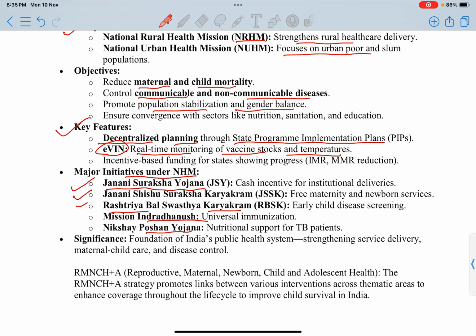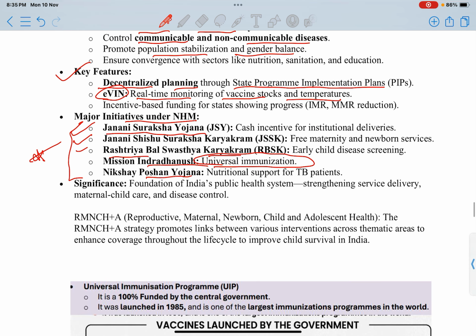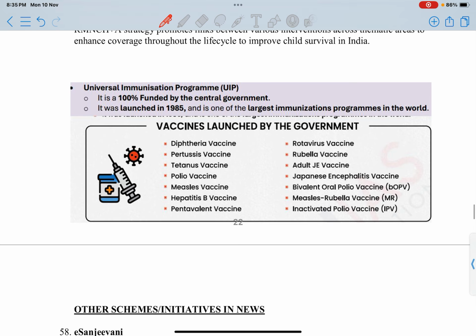Suppose Mission Indradhanush, in the exam they may ask, this scheme is related to universal immunization. You should know about it. So again, these five initiatives are very important. Next, this is again very important.